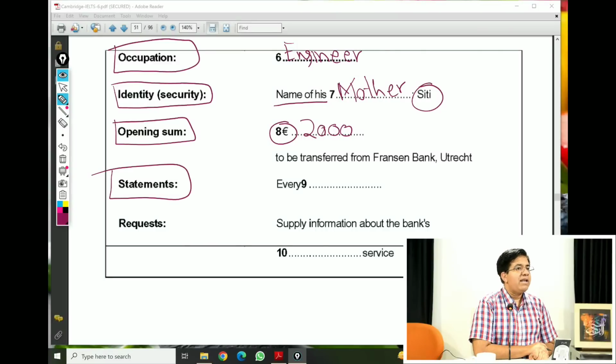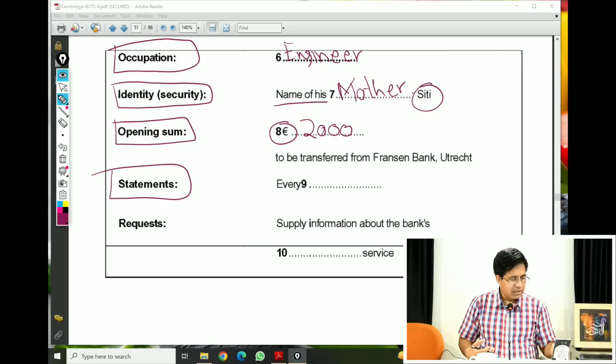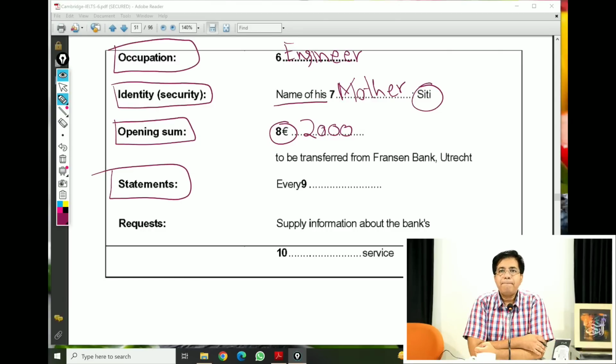Statements. For example, I have a bank account and they send me a statement every month. Some people receive a bank statement every week. Some people want to receive their bank statement every day. So every means the frequency of receiving the bank statement, right? Very simple. Let's see.